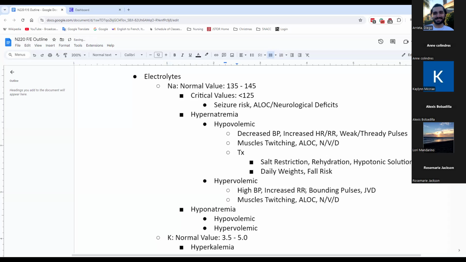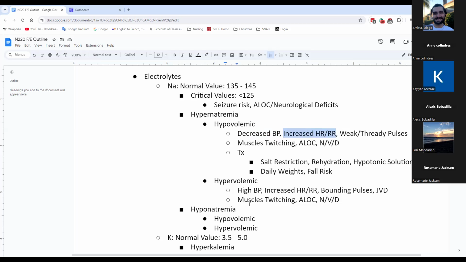What about your heart rate? So we talked about the pulses. What about the heart rate? Increases, yeah. So compensatory as well. When you have hypovolemia, your body has less fluid running through it, so your blood pressure is low. So your body's compensating by increasing the heart rate and respiratory rate.